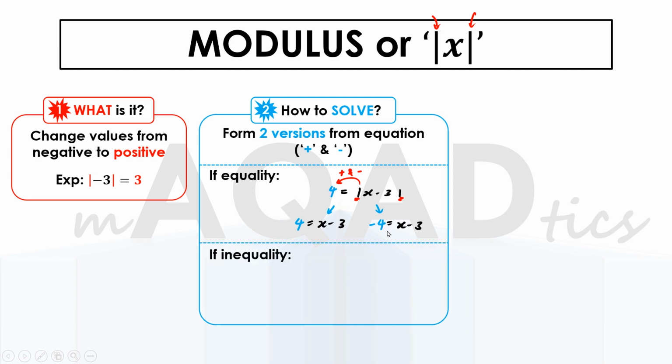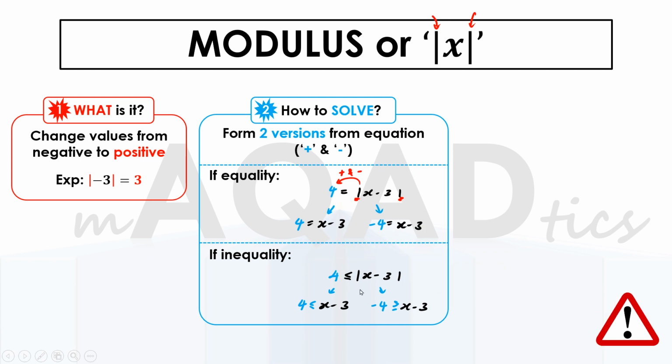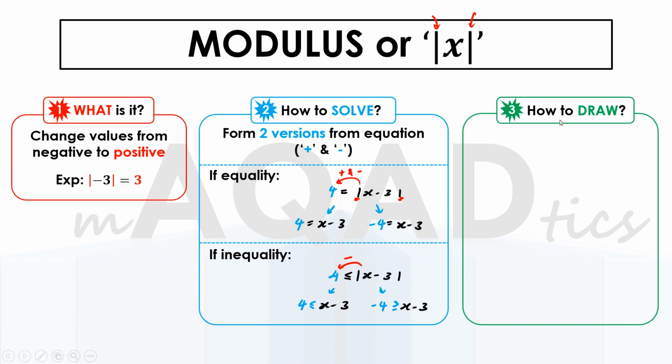Right? So let's say another case that we have an inequality. So the working is almost the same, it's just that we need to change the inequality sign for the negative version. Okay, because we are moving negative to the other side. So when we move, we need to change the inequality sign from less than equal to become more than equal to. Right? And lastly, we need to learn how to draw this kind of a modulus graph.